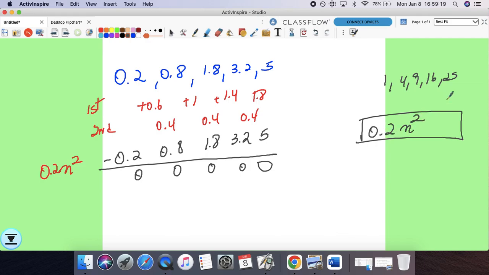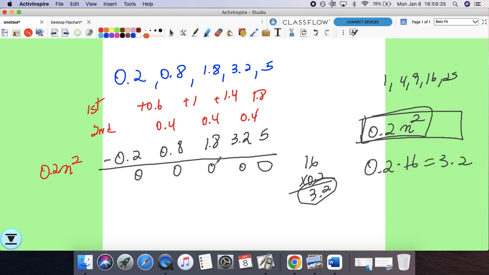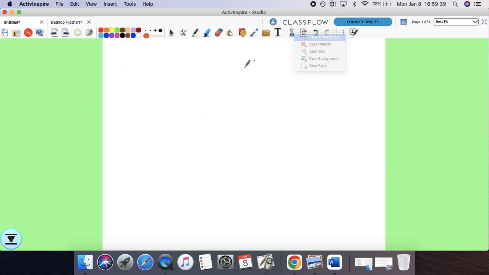What the heck? Let's try 4. All right, so 1, 2, 3. Our fourth term would be 0.2 times 4 squared, which is 16, and then let's multiply that out. Look at that. It does give you 3.2. So our expression is just 0.2 n squared. Okay, I definitely picked the wrong ones.